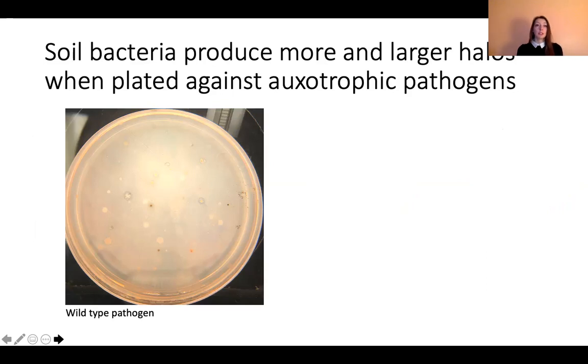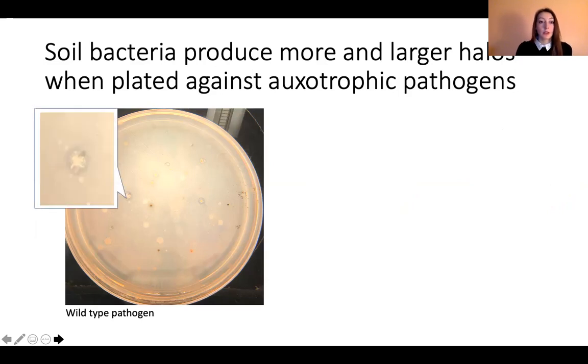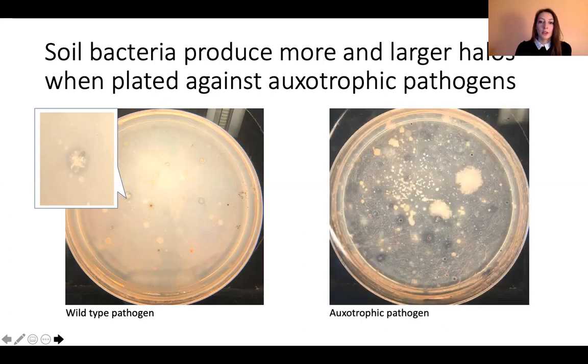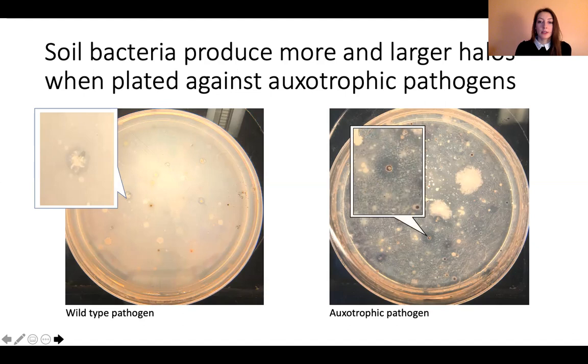One thing we did to test for this was we used soil bacteria on either a wild type pathogen or an auxotroph pathogen. Here on the left, we have our wild type pathogen. If we zoom in, there's a producer right there. You can see the margins of the bacteria and you can see the halo right around it. It's kind of small. Here we have our auxotrophic pathogen and you can see a lot of halos that are pretty obvious. If we zoom in on one, we see that the halo is pretty large. So the main difference we saw between auxotrophic and wild type pathogens is that we saw more and bigger halos on the auxotrophic pathogen. So that was pretty cool.